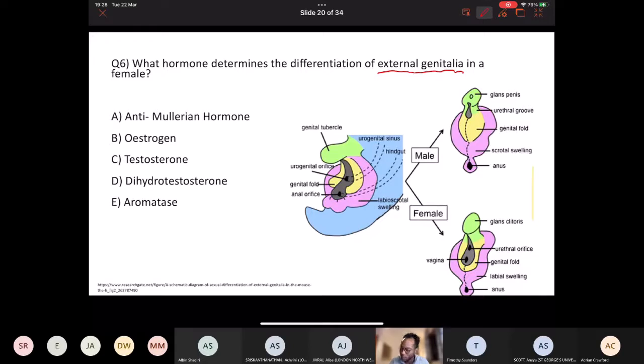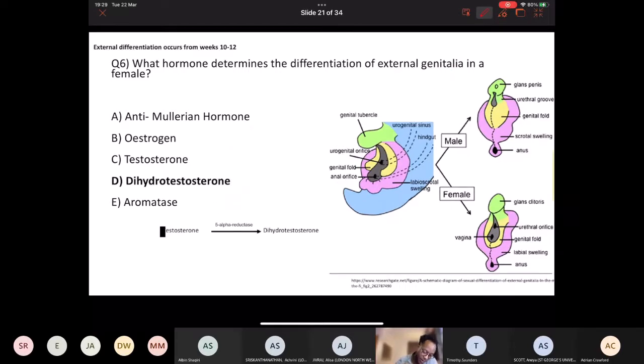B, estrogen. Okay, that is the majority. So 50% said estrogen, 25% are saying DHT, and 25% are saying aromatase. This can be a bit of a tricky question, and single best answers are about not just what is correct, but what you think is the most correct. In this case, the key word is external genitalia differentiation, and the correct answer is DHT, dihydrotestosterone. That is the key hormone that helps with differentiation of external genitalia.